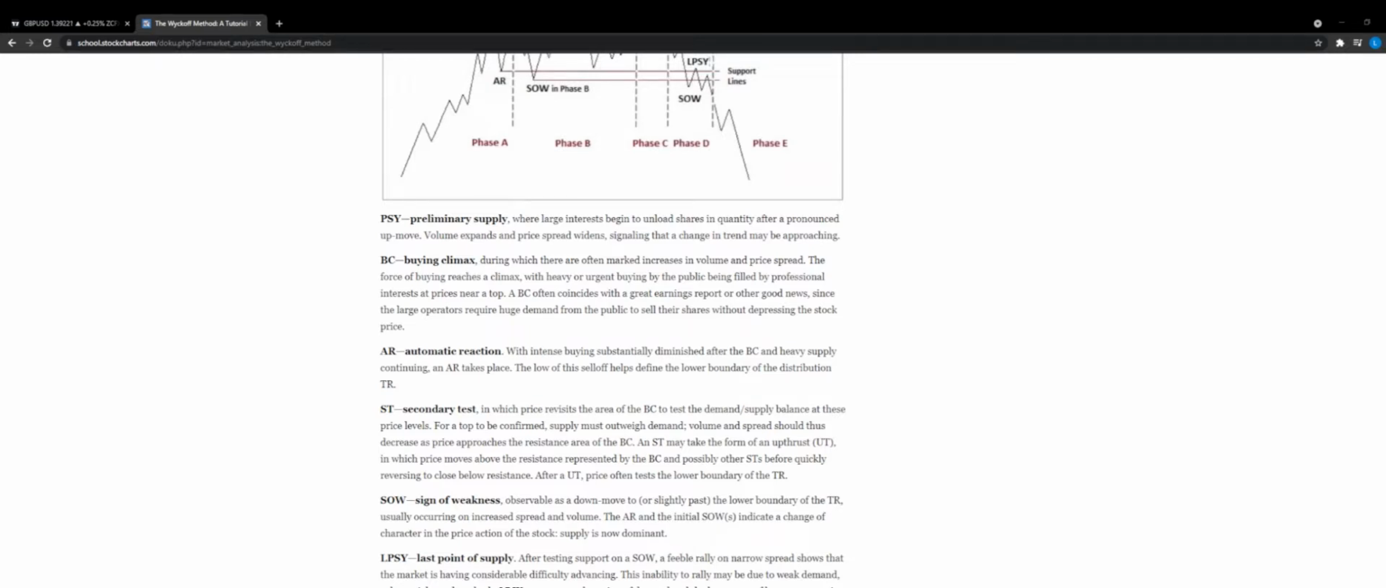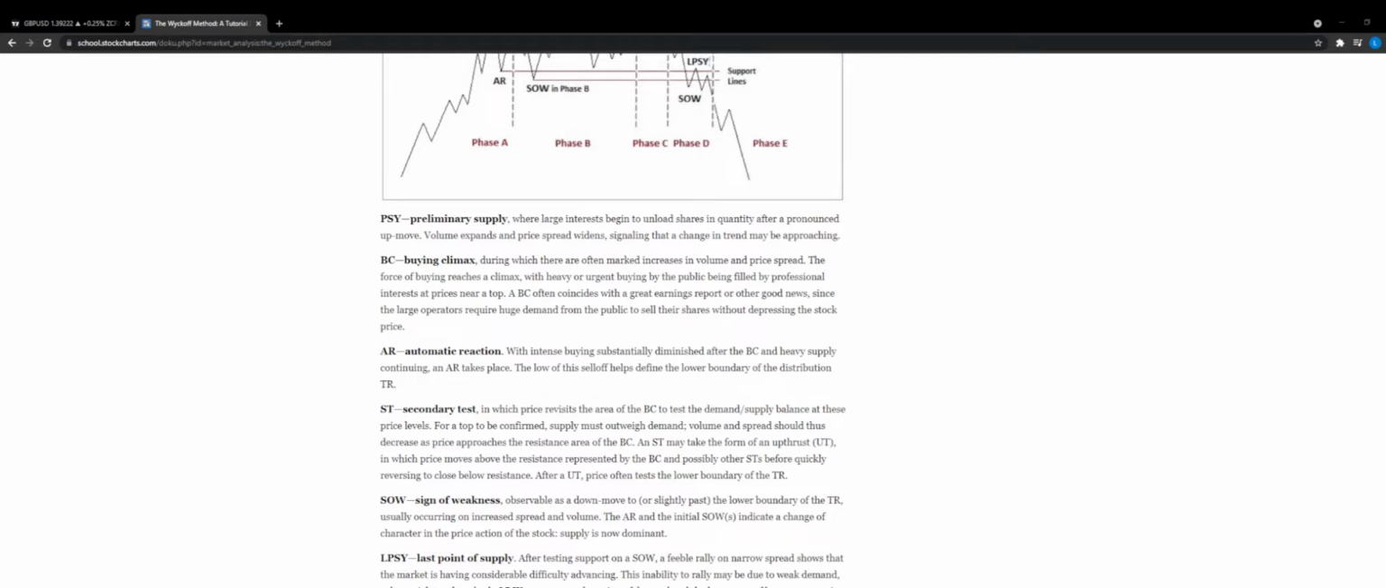So, Wyckoff created the idea of the Composite Man or composite operator as an imaginary identity of the market. He proposed that investors and traders should study the stock market as if a single entity was controlling it. This would make it easier for them to go along with the market trends.